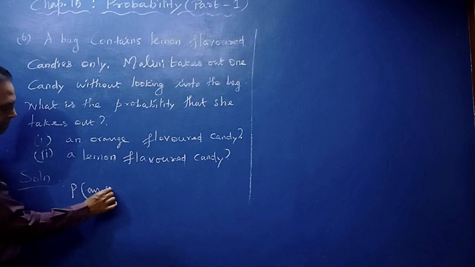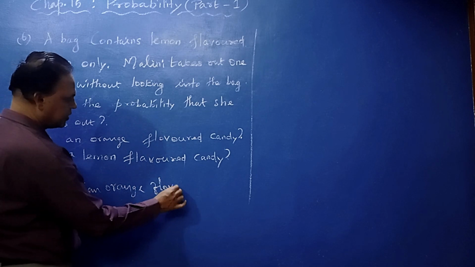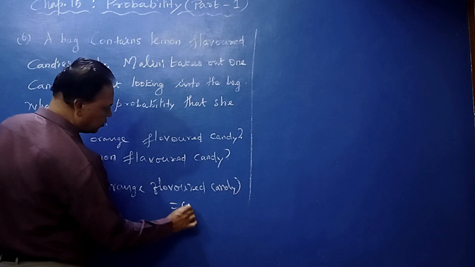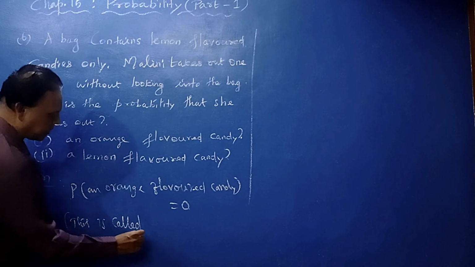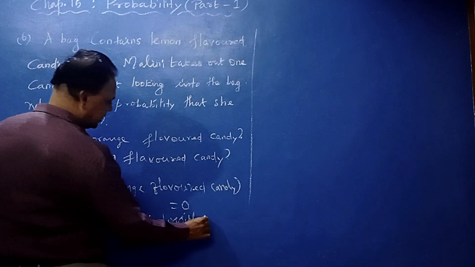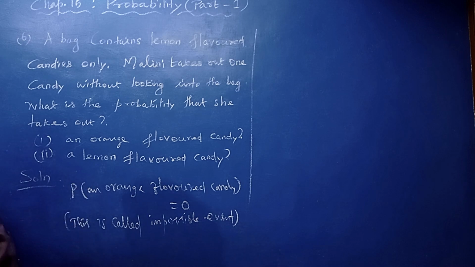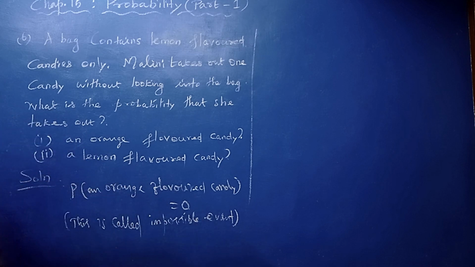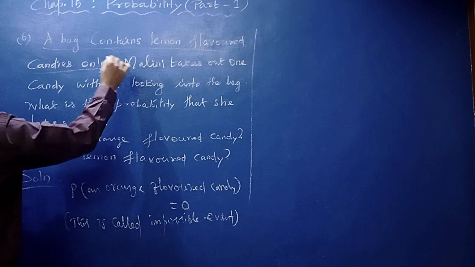P of an orange flavored candy is equal to 0. So this is called an impossible event. This is a very good example, right? You never get orange candy. So it is impossible. Your favorite is orange, but you will never get orange. Always you will get lemon, because the bag is full of lemon flavored candies, right?